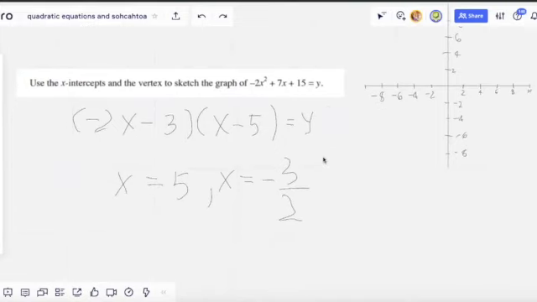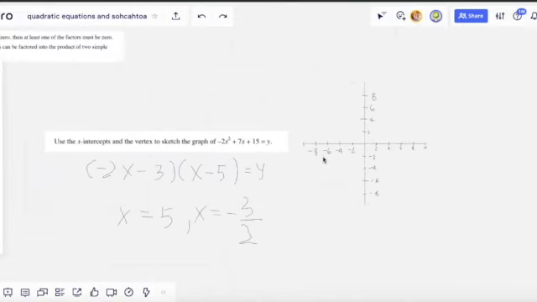So now let's graph that, or at least graph these 2 points. So we know it's going to be here and somewhere here. And now the vertex is actually going to be right in the middle between the two x-intercepts. So to find the middle, we find our average, right? 5 plus -3/2 over 2, which is just going to be 3.5 over 2, which is just going to be 1.75.